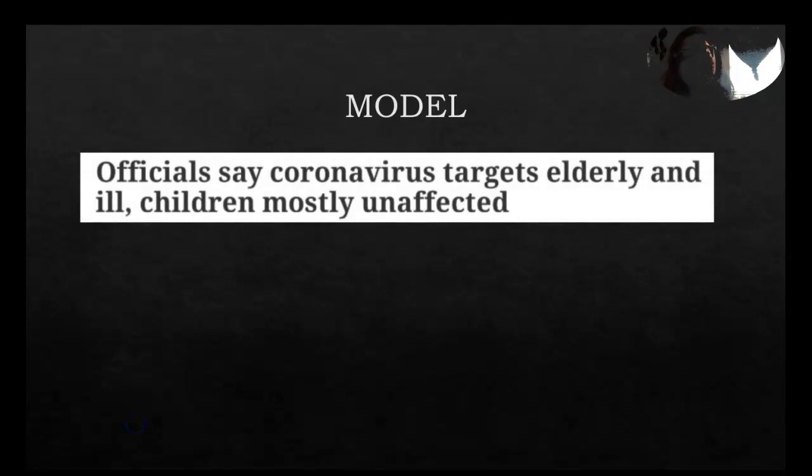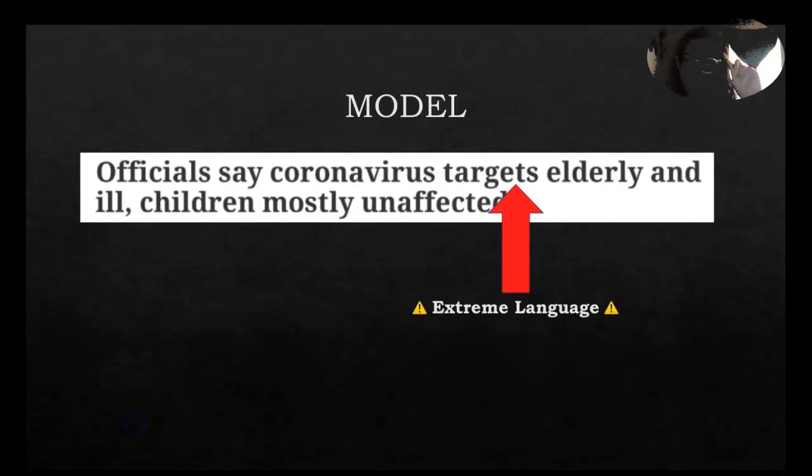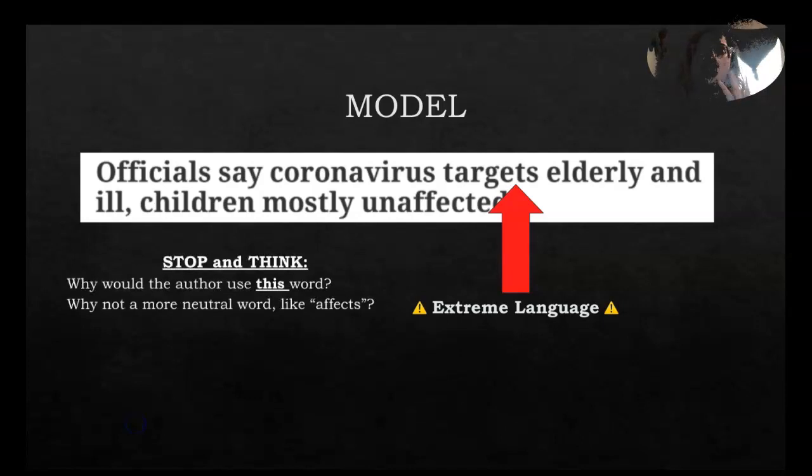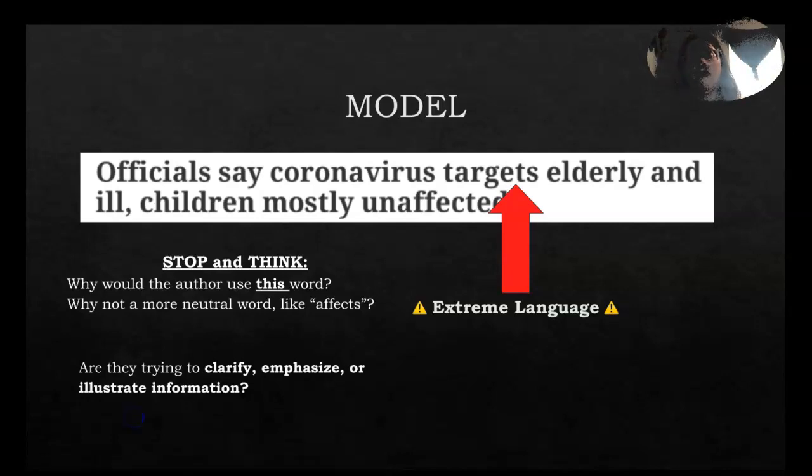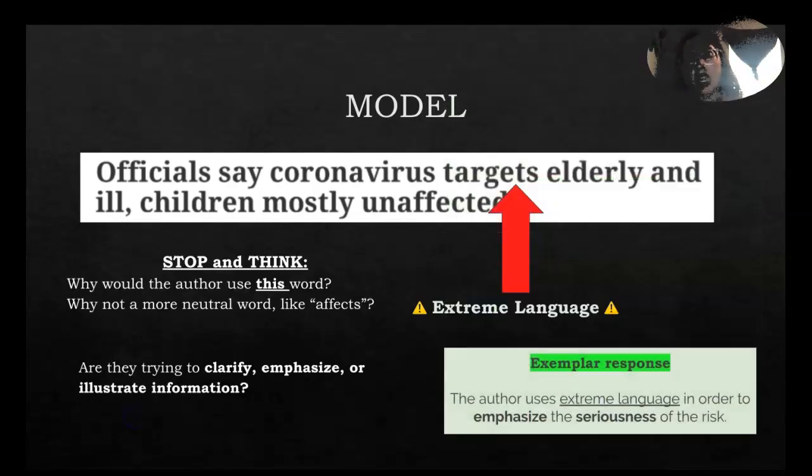For example, I'm going to use a title from one of last week's texts. "Officials say coronavirus targets elderly and ill, children mostly unaffected." Well, when I look at this word targets, my mind thinks of the nonfiction signpost extreme language or absolute language, aka emotional language. When I notice that, I stop and think and ask myself, why would the author use this word? Why not a more neutral word like affects instead? Then I want to ask, are they trying to clarify, emphasize, or illustrate information? An exemplar response could be that the author uses extreme language in order to emphasize the seriousness of the risk.